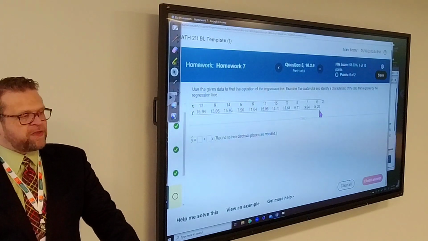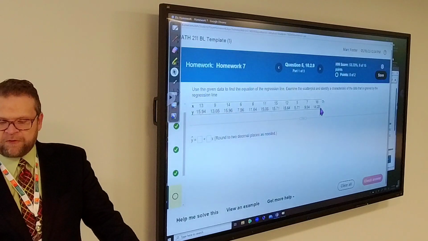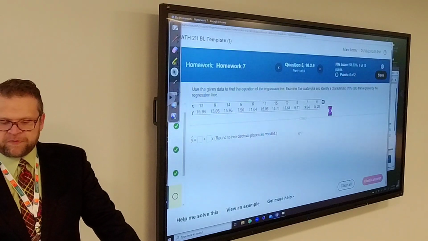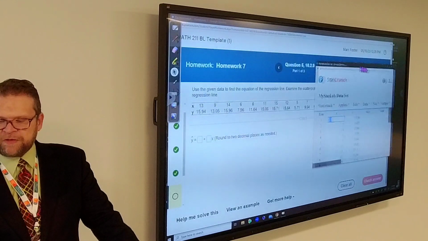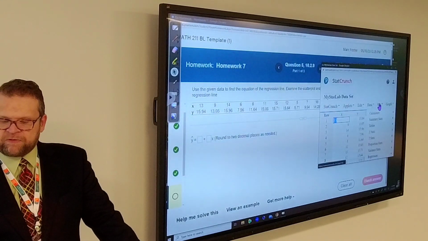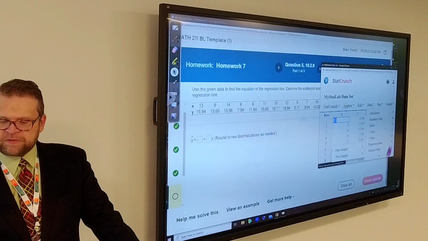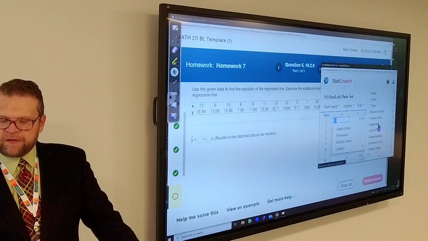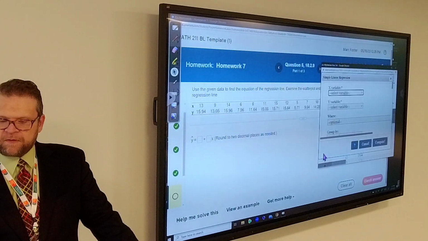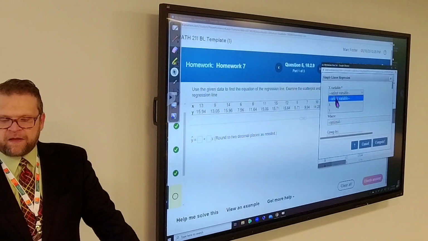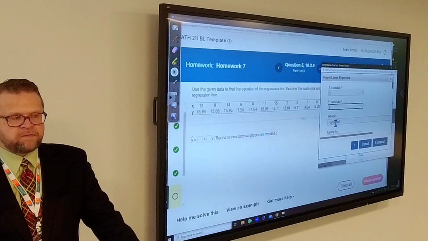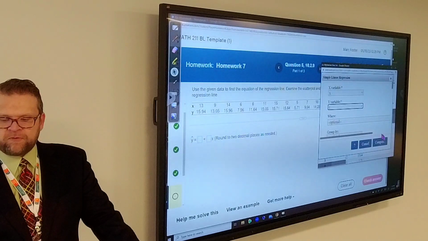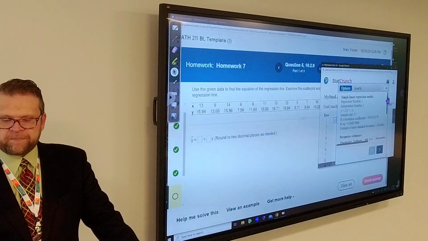All right, here we have just some data, not even a story to go with it. I'll open the data in StatCrunch. I will find the regression line. I go to Stat, Regression, Simple Linear. X variable is the first one, Y variable is the second one. That's all you do, and you click Compute.